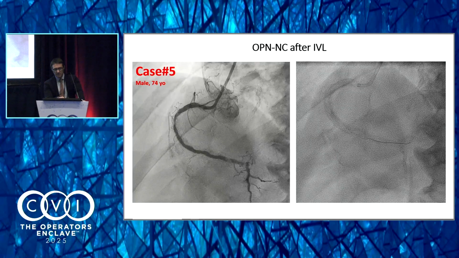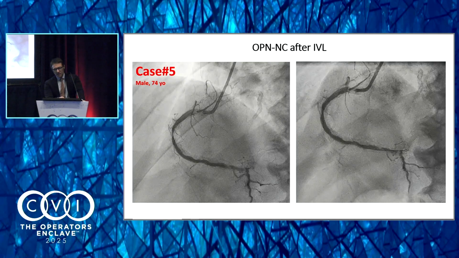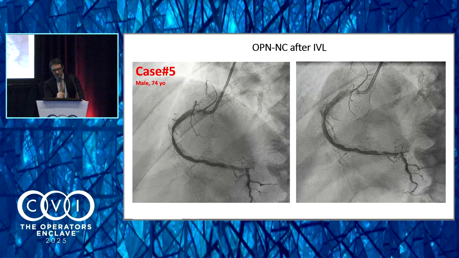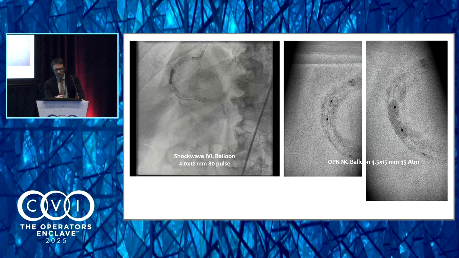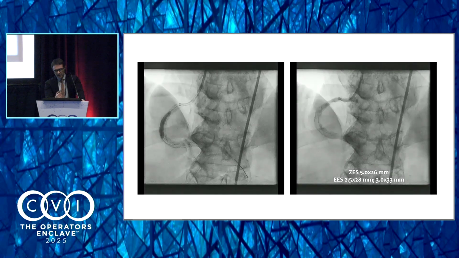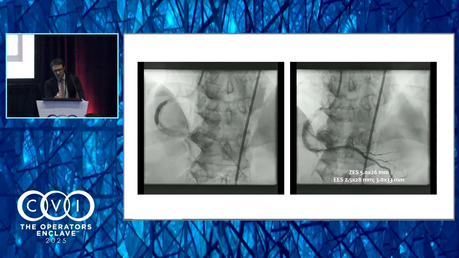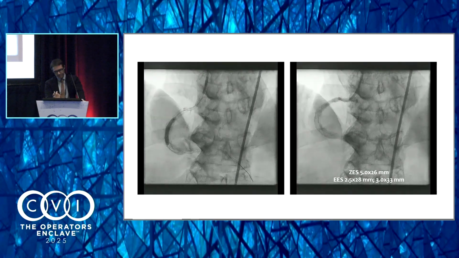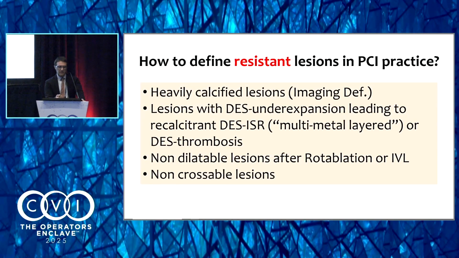balloon, the first case. So this is another case, a combination of IVL and rotablator, a heavily calcified lesion with many stent layers there. So we decided to use everything we got. In this case, IVL and rotablator. This is the Shockwave balloon, which quite opened the artery, and this is an OPN NC balloon that completed the expansion of the artery. And after 2 stents, you can appreciate how much calcium is around this coronary artery. An extreme case.